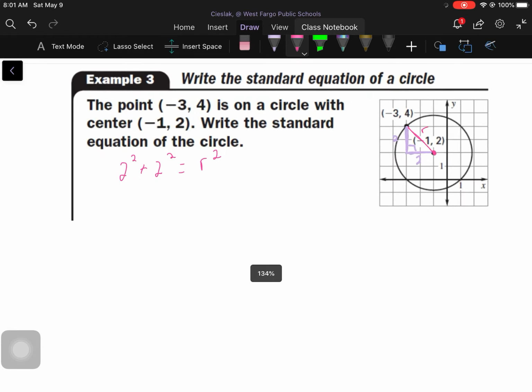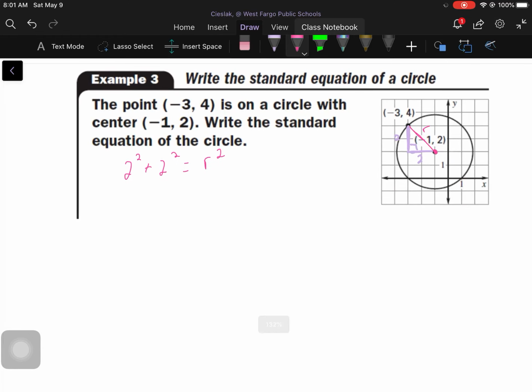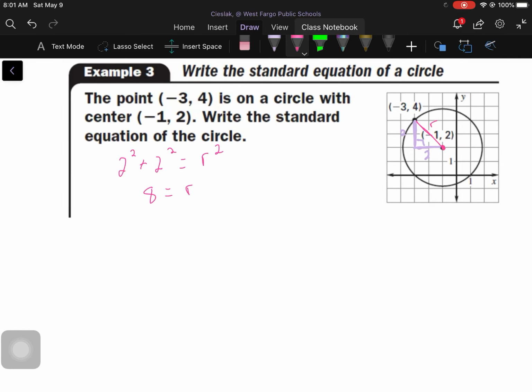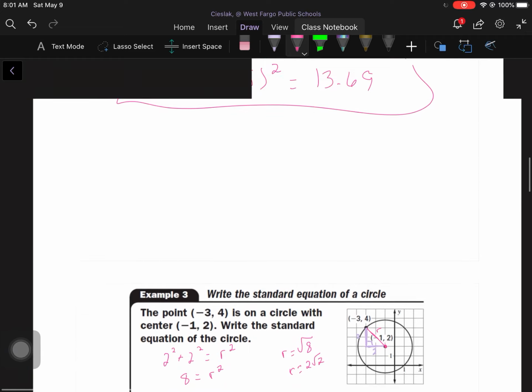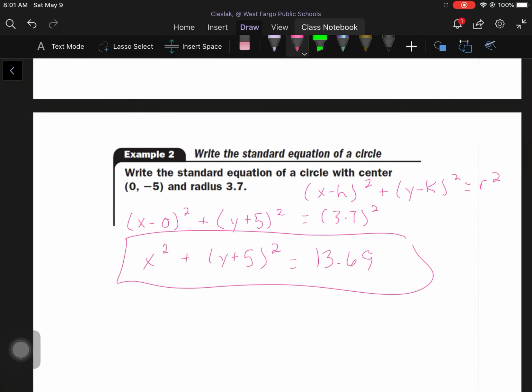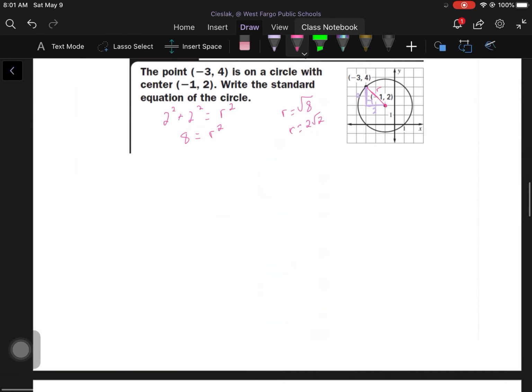2 squared is 4, 2 squared is 4, so I'm going to get 8 is equal to r squared. Now, if I wanted to find r, off to the side, I would say r is equal to the square root of 8, or r is equal to 2 root 2. But here's the thing, we don't even have to do that, because remember, in our equation of a circle, we're using r squared. So once you know r squared, you don't actually have to solve for r, because you would just have to go back and square it then.